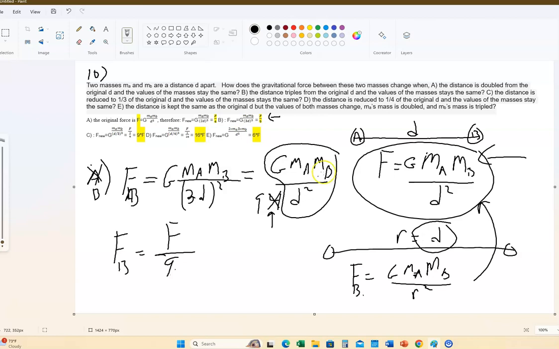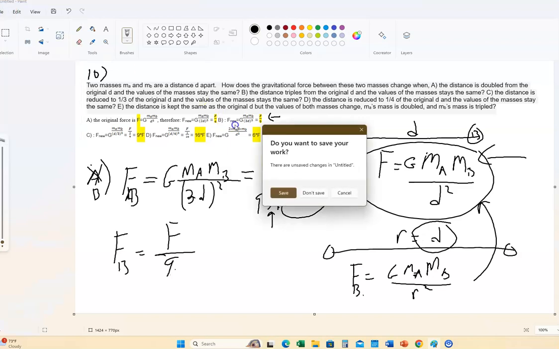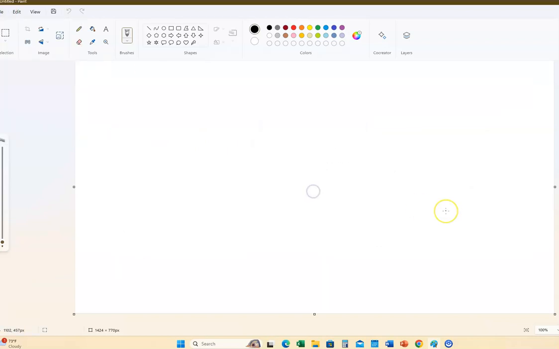I'd have to redraw the whole thing. But here, let me try to give you a sense of that. All right, so the rest of them are pretty much the same. So now if the distance, okay, so here's my two masses. They're supposed to be circles, whatever. This is A, this is B. But now the new distance R is the original distance divided by 3.